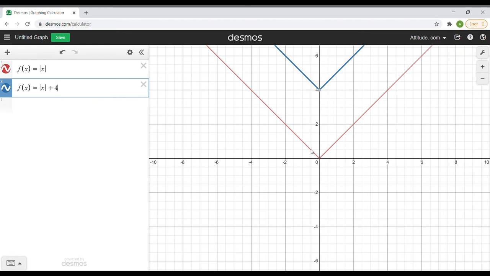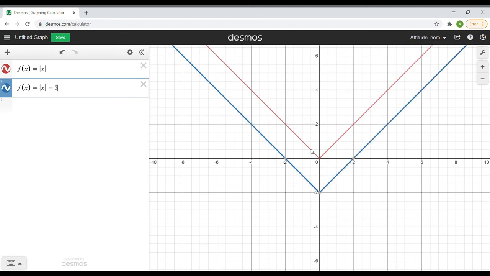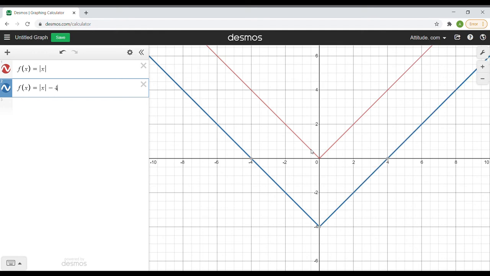So what happens if, instead of adding, we subtract? This is the original graph. Now we are just subtracting 2. We are subtracting externally. Now what happened? It just moved from 0 to minus 2. If we take minus 3, it goes further down. If we take minus 4, it goes further down. So when we add externally to the modulus, it moves upwards. When we subtract externally to the modulus, it moves downwards. This is the observation that you must make.